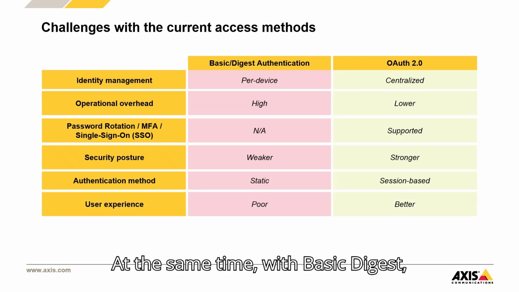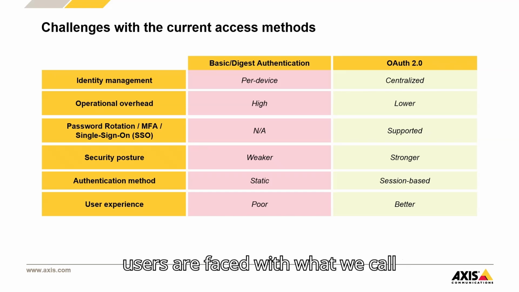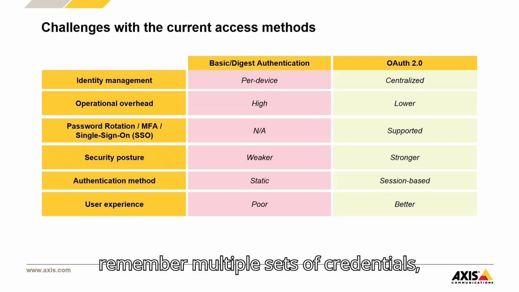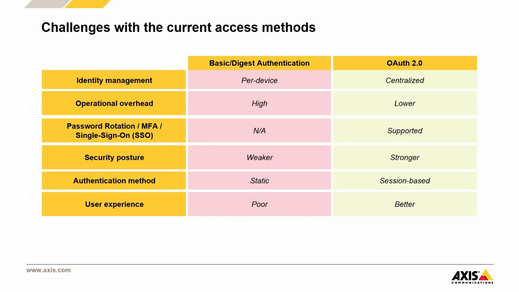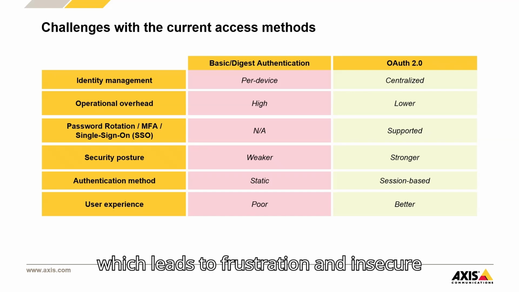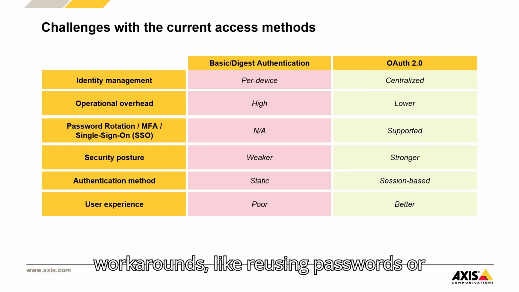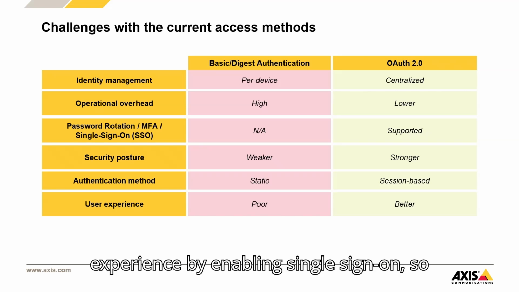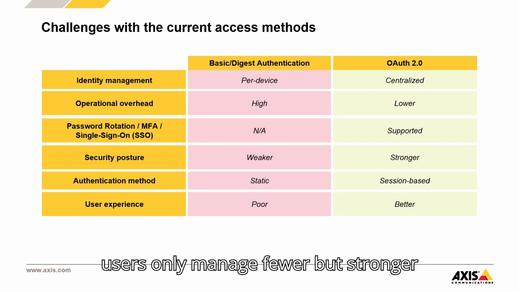At the same time, with Basic Digest, users are faced with what we call credential overload. Users often have to remember multiple sets of credentials, which leads to frustration and insecure workarounds, like reusing passwords or writing them down. OAuth improves the experience by enabling single sign-on, so users only manage fewer but stronger credentials.